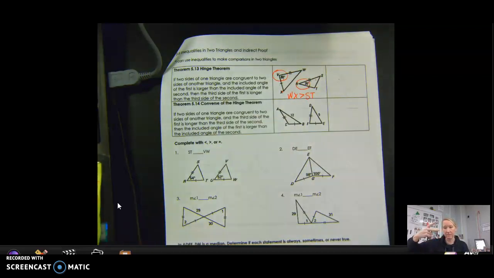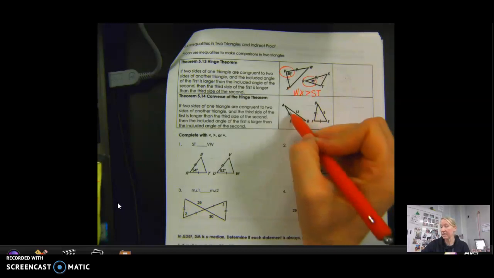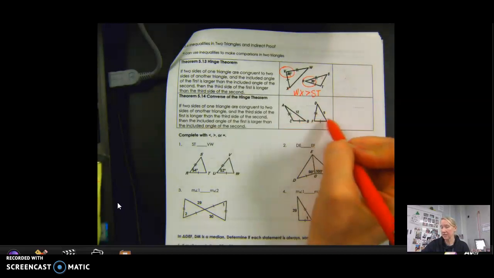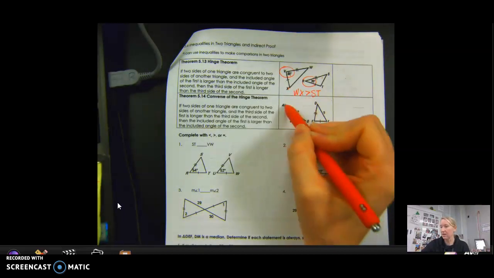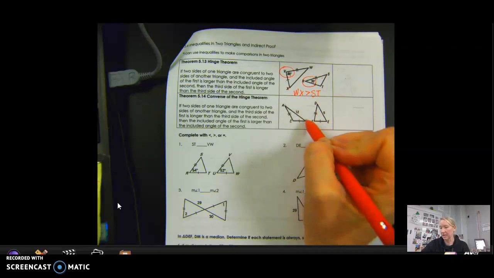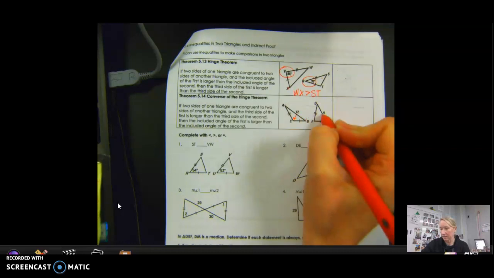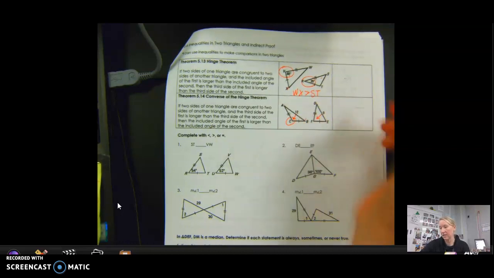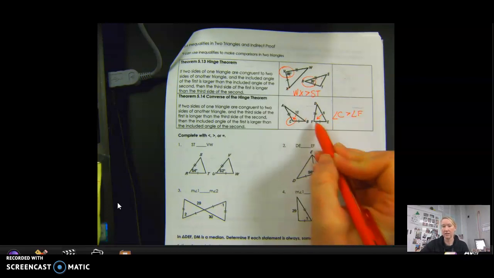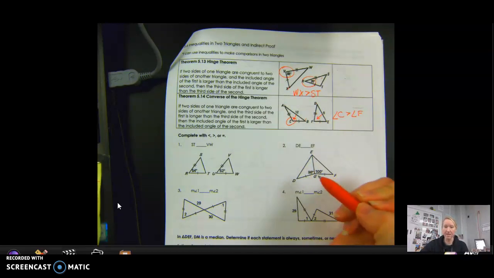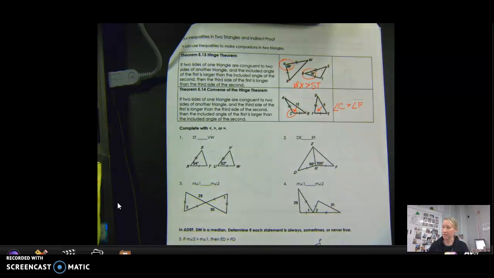Converse of that, take it, flip it, right? So now it's saying congruent side to congruent side, another congruent to congruent. So if I know that the third side, like AB, is bigger than DE, then the angle across from it, angle C in this case, will be bigger than angle F, the angle across from the smaller side. So that's all this theorem is stating, okay?